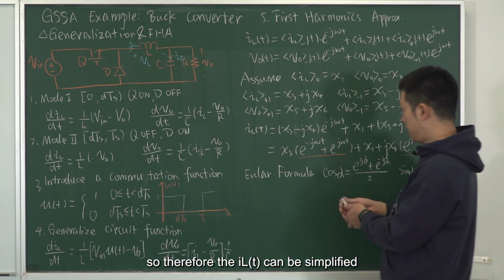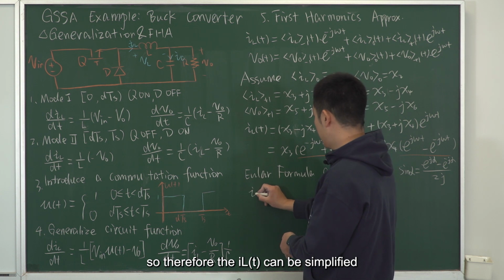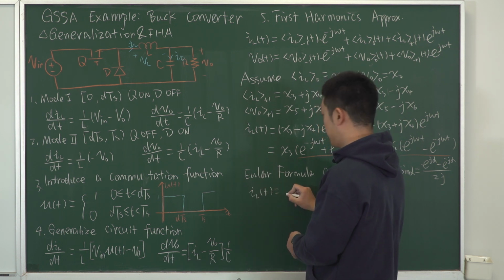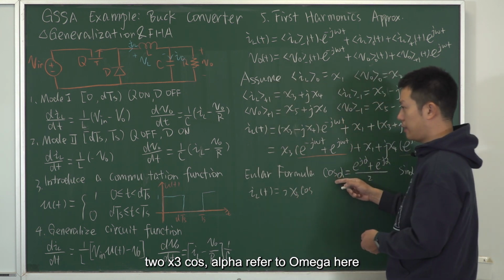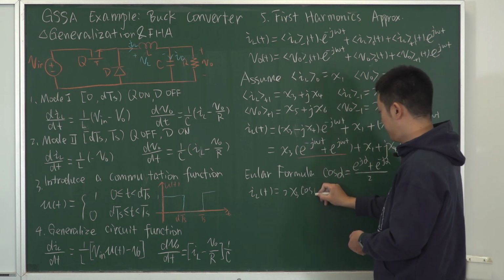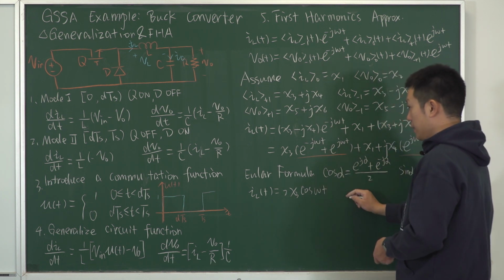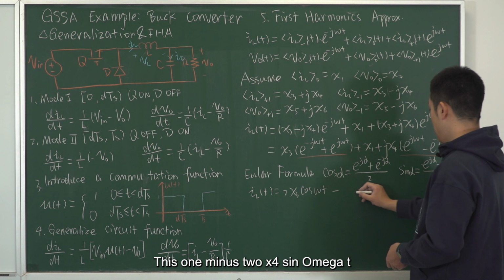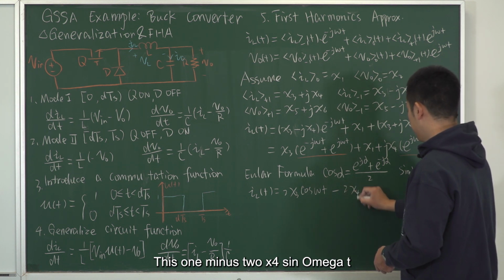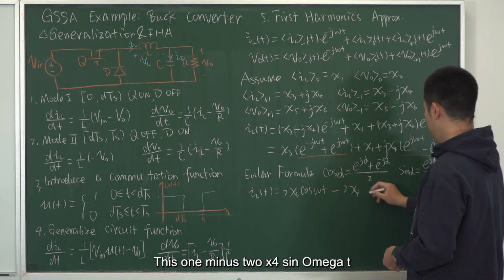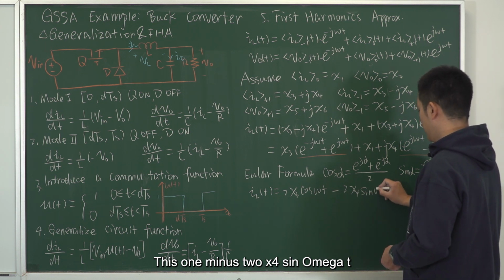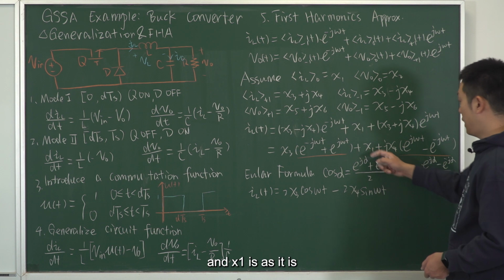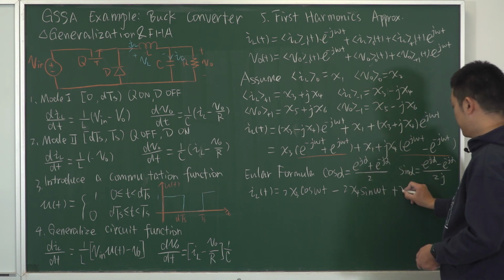So therefore, IL(t) can be simplified as 2x3 cosine of alpha, where alpha refers to omega t here, minus 2x4 sine omega t. And the x1 is as it is.